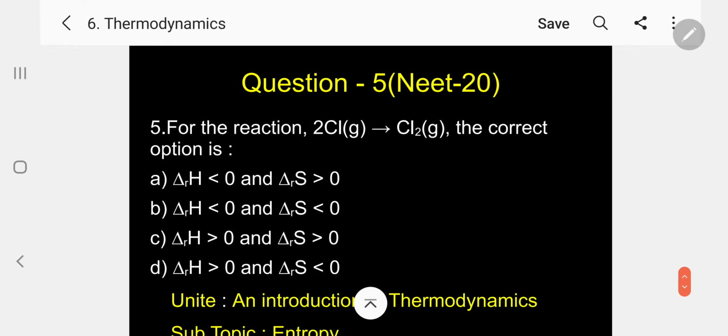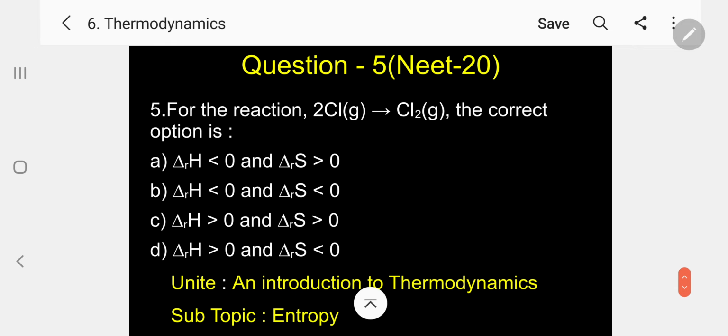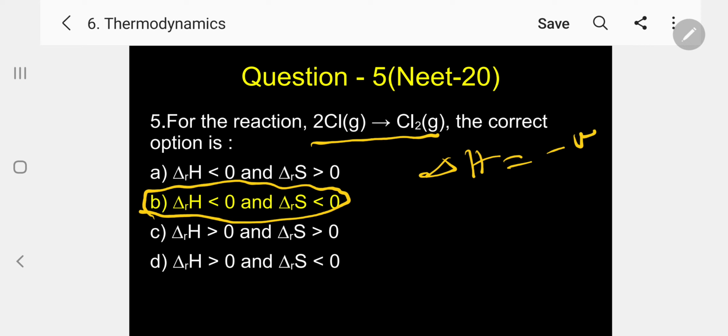Kindly see, this question was asked in NEET 2020, in the unit an introduction to thermodynamics, subtopic entropy. Since I have already given the explanation in the previous question, I have not repeated it, so I will go directly. This is the question and this is the answer. Please follow the way I informed you. Only in this case is the delta H value negative. Exothermic means delta H less than 0.